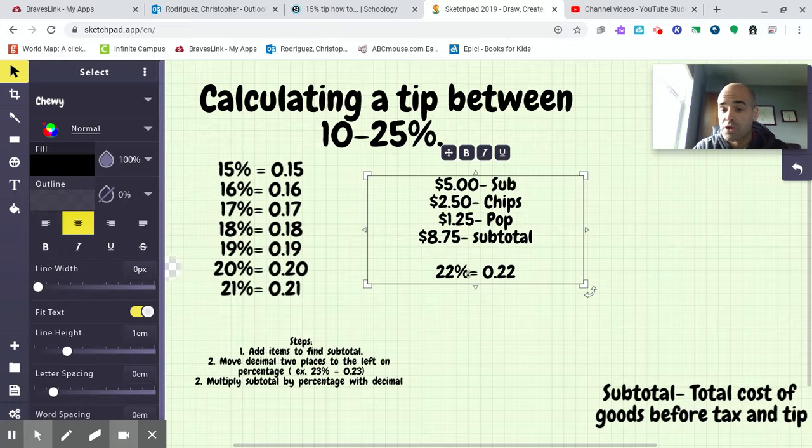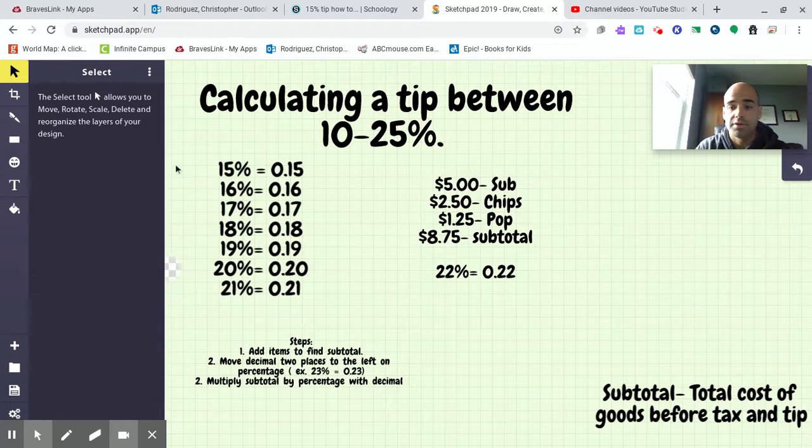So my decimal would become 0.22. I move that decimal 2 places to the left, so it goes right there, 0.22. Generally speaking, it's 0.21 for 21%, 20%, 0.20, etc. So now I've done number 2. For a 22% tip, my number is 0.22.